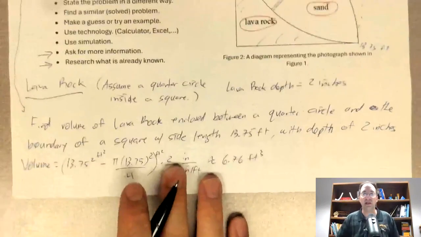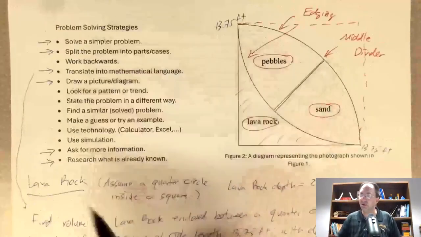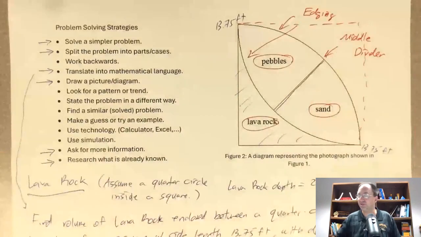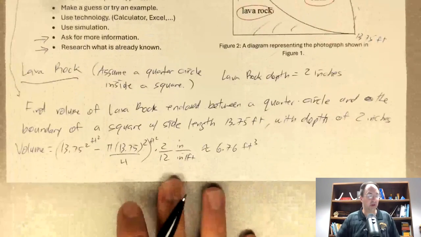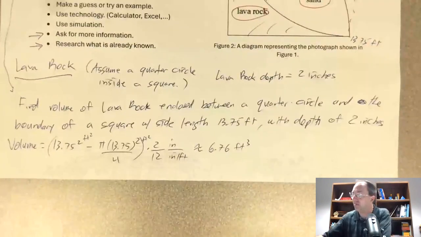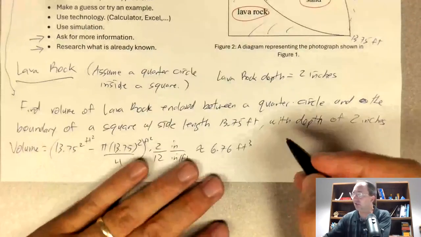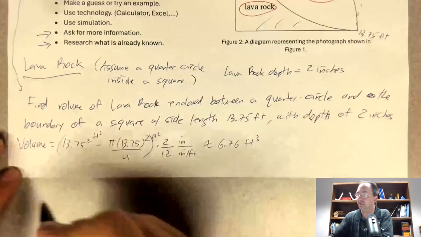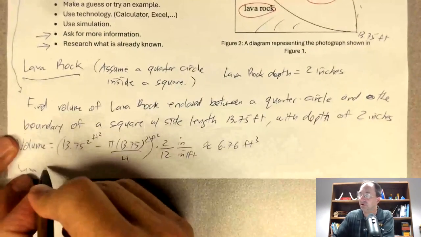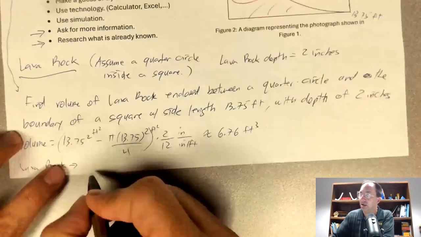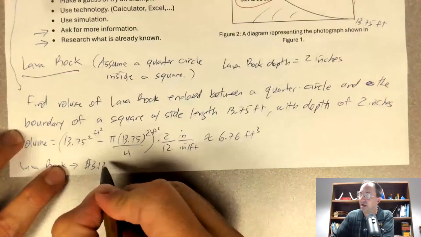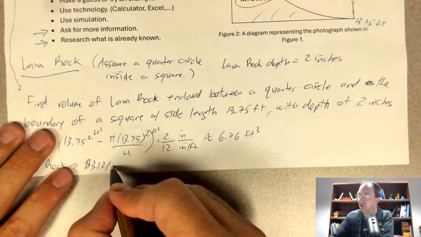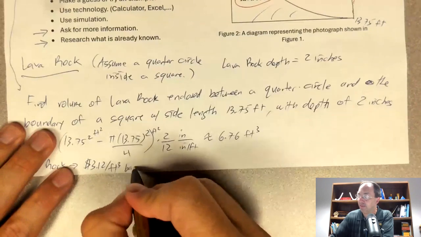All right, so we found the volume, but what we really care about is the question, and that's where we have to research what is already known. So notice we've used several of our strategies here. And if we research it, we can find that maybe lava rock costs a little over $3 a bag. So lava rock is $3.12 per cubic foot bag.